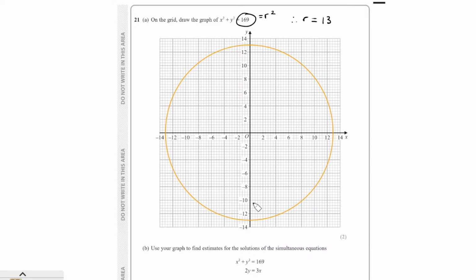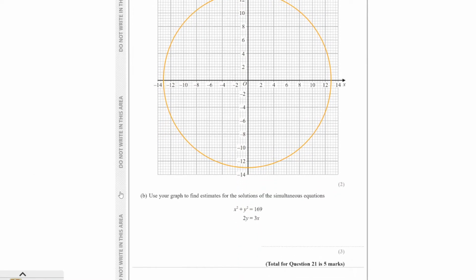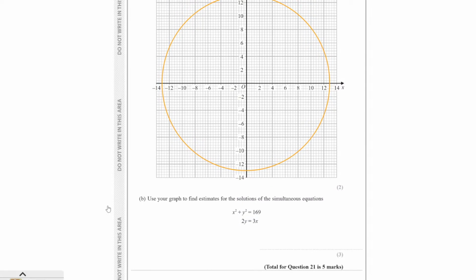Obviously, the first one is the exact same, so we've already drawn that. The second one, if you can see, is a straight line graph. And I know that because there's nothing squared, it's just literally y and x. It's a straight line, linear. So what I will need to do is plot this straight line.